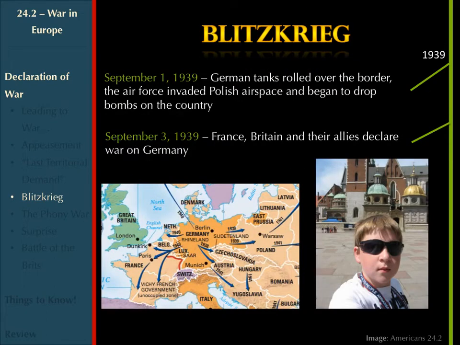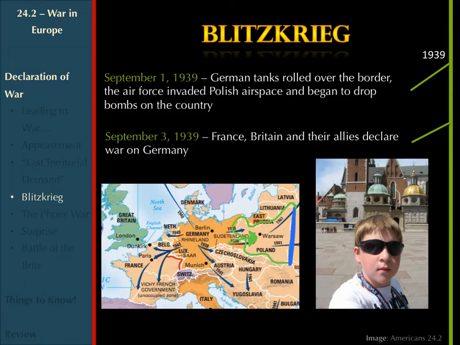So then, a little while later, September 1st, German tanks rolled over the border. The Air Force started bombing Poland, and Germany takes Poland in a matter of days, the entire country. But it's okay because they have the non-aggression pact, which makes this border not a very hot border, you would say. Because they're not in competition with the USSR.